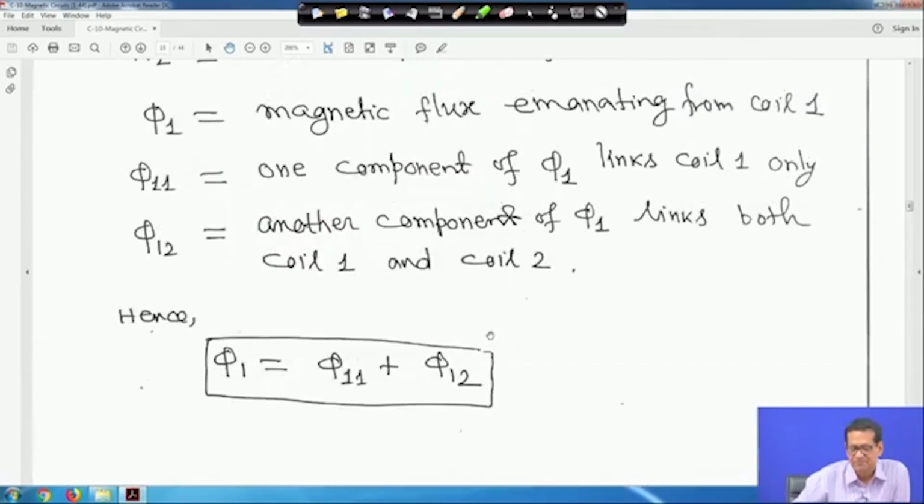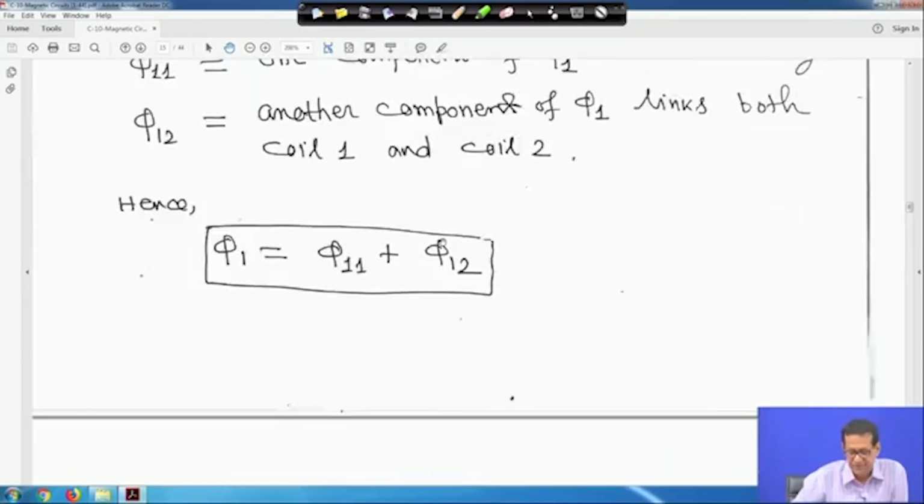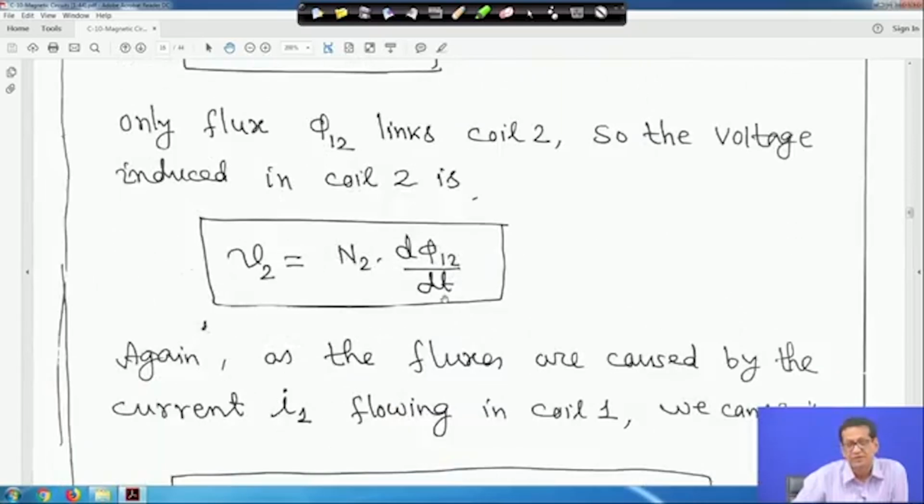This diagram, V2 will be your, this number of turns is N2 into d phi 12 upon dt, because phi 12 links the coil 2, right. So that is V2 is equal to N2 d phi 12 upon dt.